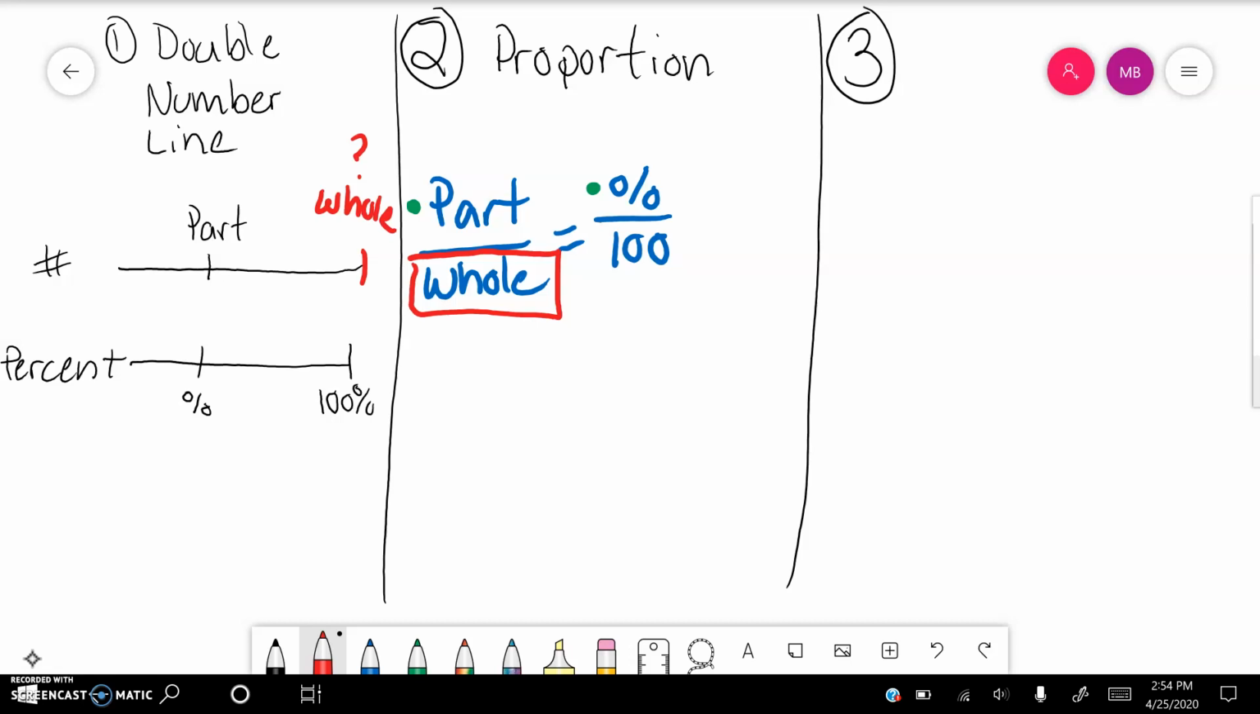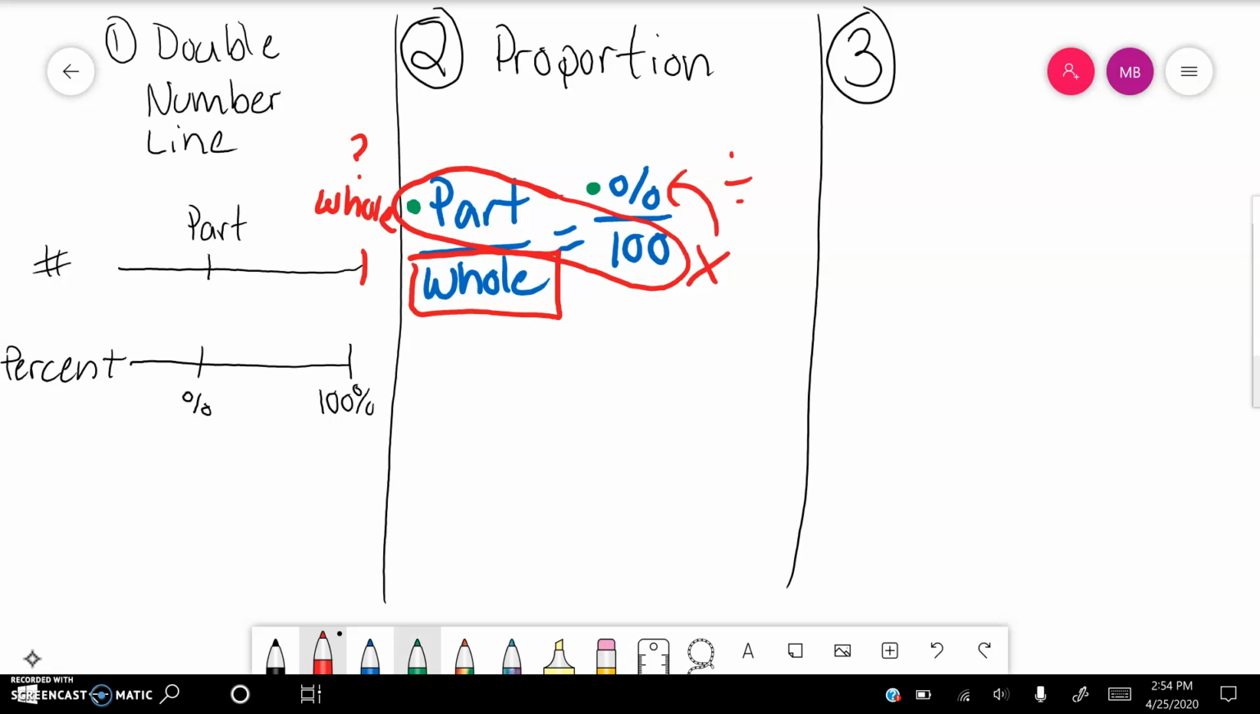You're going to multiply the two numbers that are diagonal, so we have the part and 100%. So you're going to multiply those two. And then whatever number you have for your percent is what you're going to divide by. So part times 100 divided by the percent.